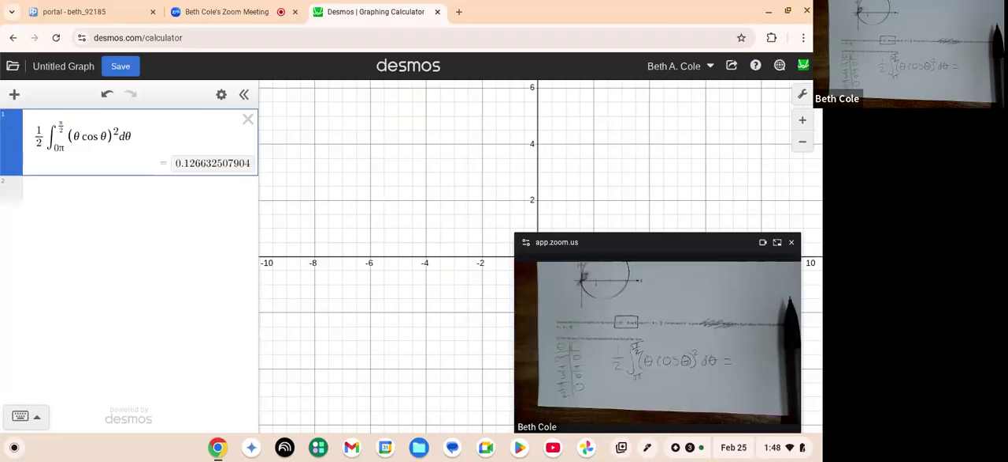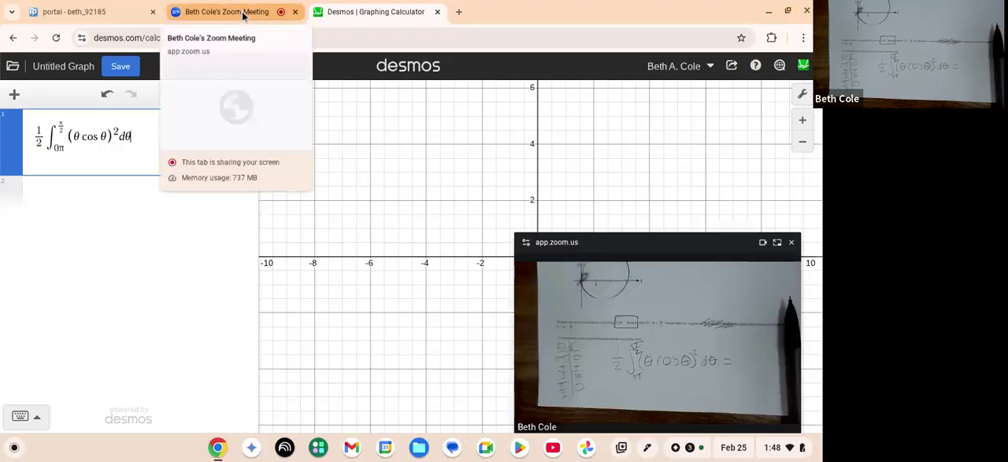All right, so I would truncate, but again, Delta Math is going to round. So if you were typing this into Delta Math, it would be 0.127. Good job.